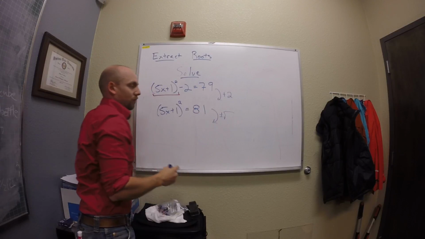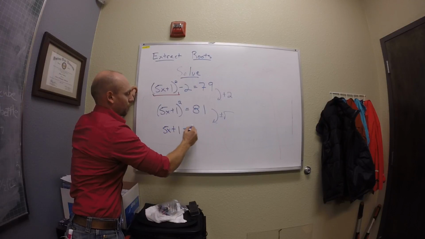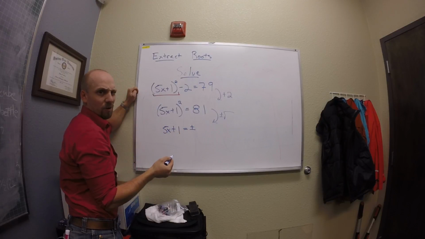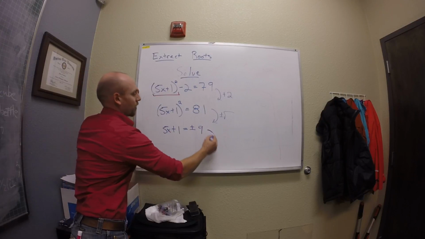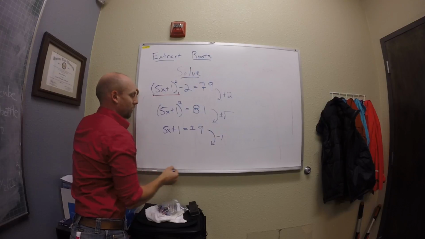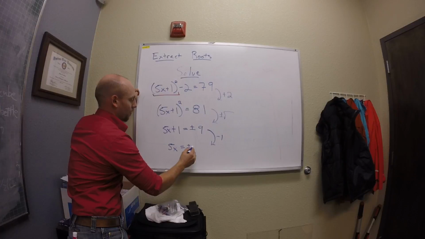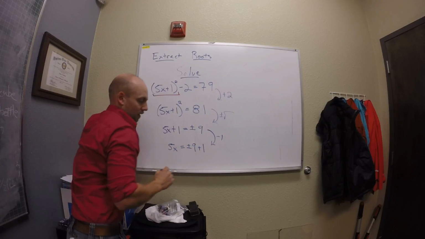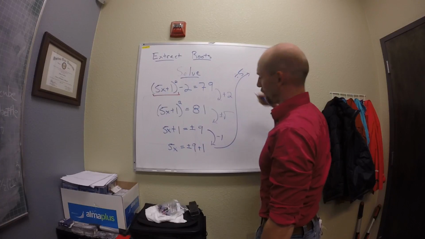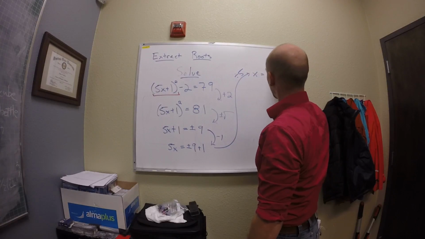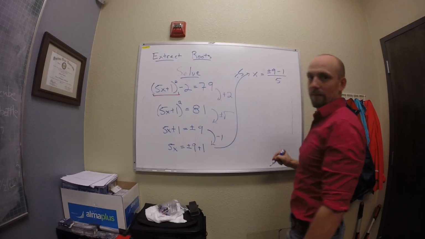Okay, plus or minus square root. That's going to give me 5x + 1 is plus or minus the square root of 81, 9. Plus or minus 9. And now I'm going to unadd 1. So I'll get 5x is plus or minus 9 minus 1. And then I'm going to divide both sides by 5. So I'll get x is plus or minus 9 minus 1, over 5.